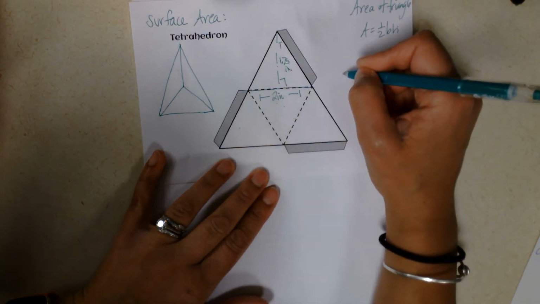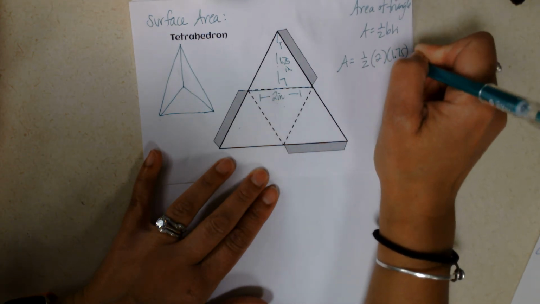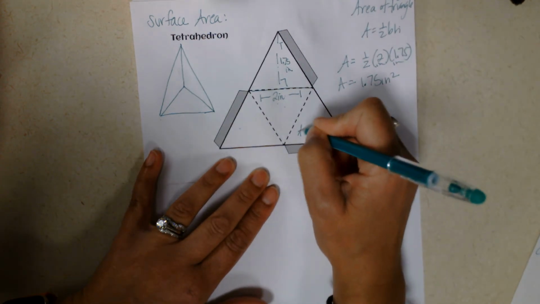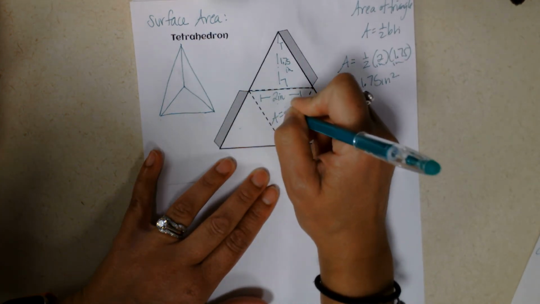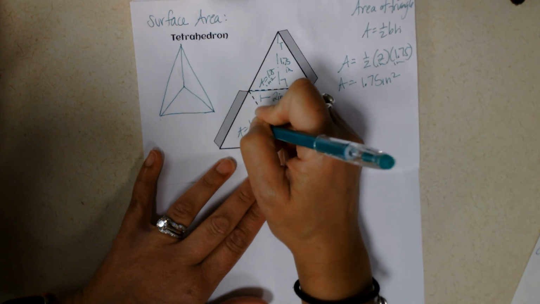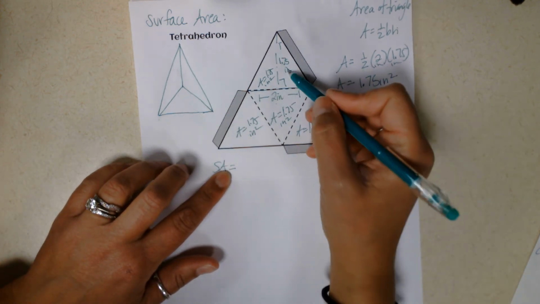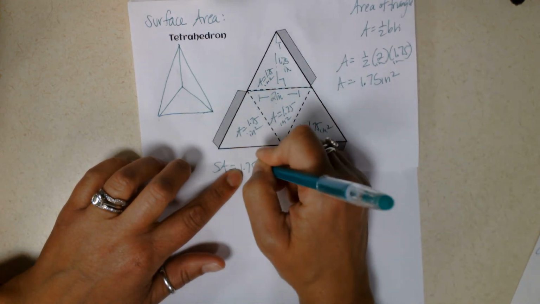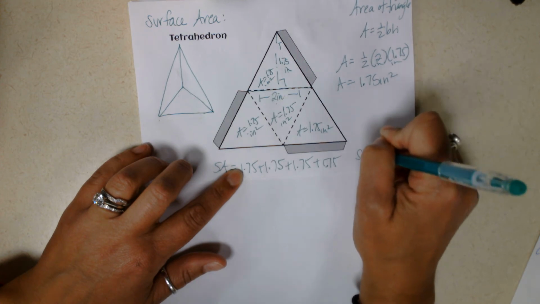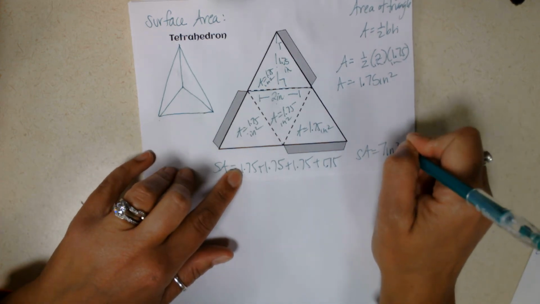So let's find the area of one of these triangles because they are all going to be the same. So 1/2 times 2 times 1.75 inches, area equals 1.75 inches squared. So all of these areas are 1.75 inches squared. You get the gist of this. All right, adding them all up. Surface area equals, we have 1, 2, 3, 4. So you can write this down 4 times if you want, or you can just simply multiply by 4. Surface area equals 4 times 1.75, and we're going to get 7 inches squared. There we go.